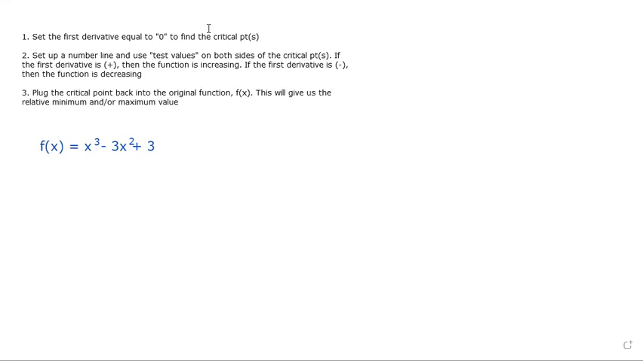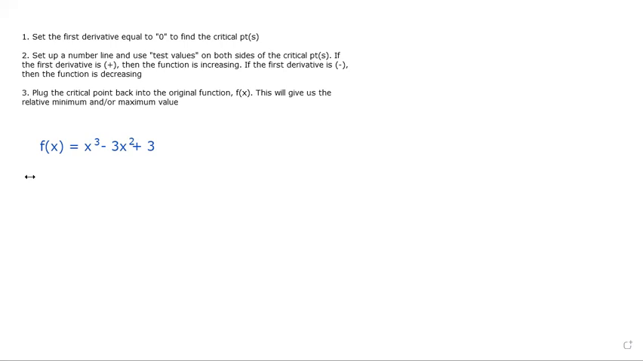Then we're going to set up a number line and use the test values on both sides of the critical points. If the first derivative is positive, then the function is increasing. If the first derivative is negative, then the function is decreasing. Then we plug our critical points back into the original function. And when we use that along with our number line, that's going to tell us if we have a relative minimum or a maximum value. I did the video before that shows you how to graph it, but I want to just concentrate on this now.